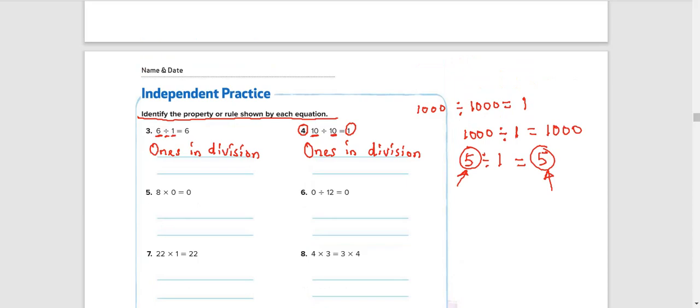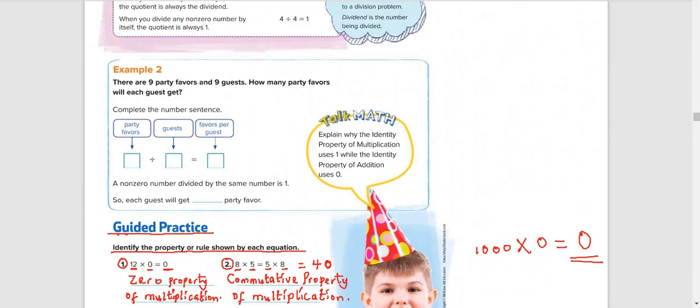Okay, so with this, if you now look at example number 2, we can easily do it. There are 9 party favors. So party favors, how many? 9. And 9 guests. How many guests? Put it there, 9. The same number divided by itself will give you 1. Very easy. So each guest will get 1 party favor.